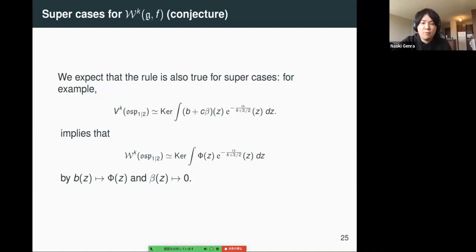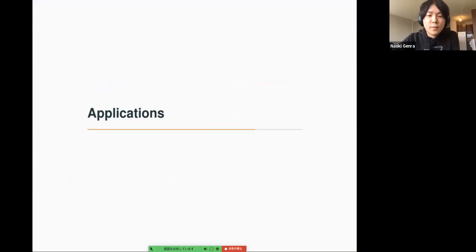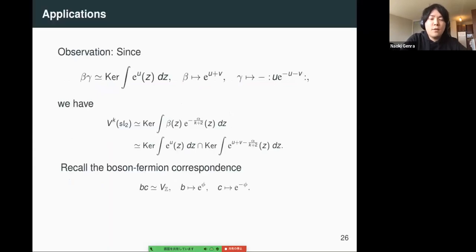Okay, now it goes to application. This is my last part. So we talked about the screening operator of the beta gamma system and the Virasoro algebra screening, and also the screening operator of affine SO2, and also we considered the screening operator of the affine algebra V^k(g), and under the Drinfeld-Sokolov reduction, we get the screening operator of the W-algebra.